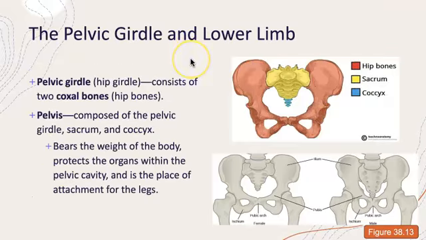All right, let's move into the pelvic girdle. And now let's discuss the pelvic girdle. This is also known as the hip girdle and consists of 2 coxal bones, meaning our hip bones. Our pelvis is composed of this pelvic girdle and the sacrum and the coccyx. And this bears the weight of our body and protects our organs within the pelvic cavity and is the place of attachment for the legs.